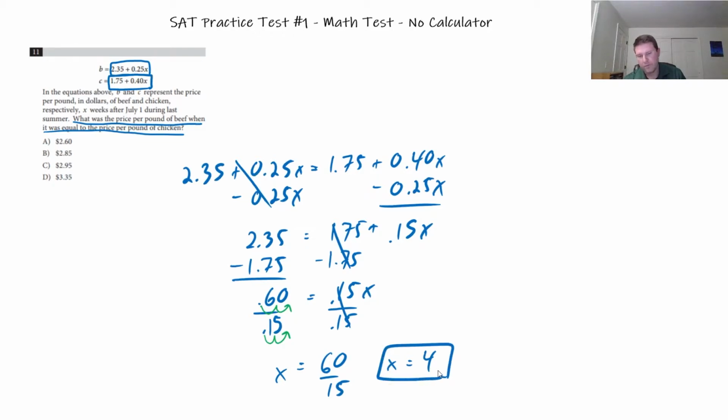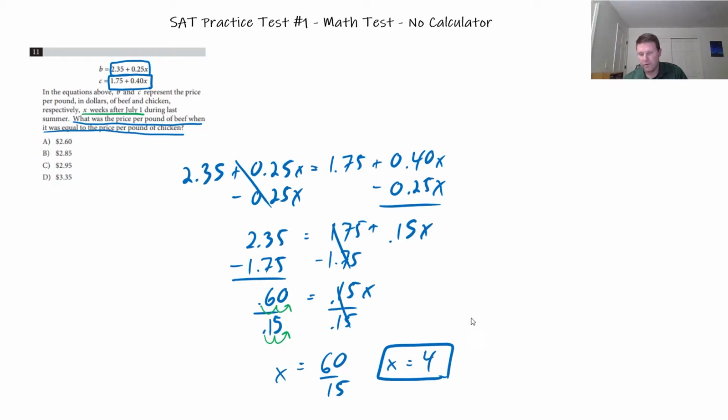Now, be careful about what this 4 actually means. Sometimes it would actually have 4 in one of the answer options right here, which is kind of nasty, but they do that pretty often. So just look back in the word problem to see what x actually represents. And that's the number of weeks after July 1st. So you're not done yet.